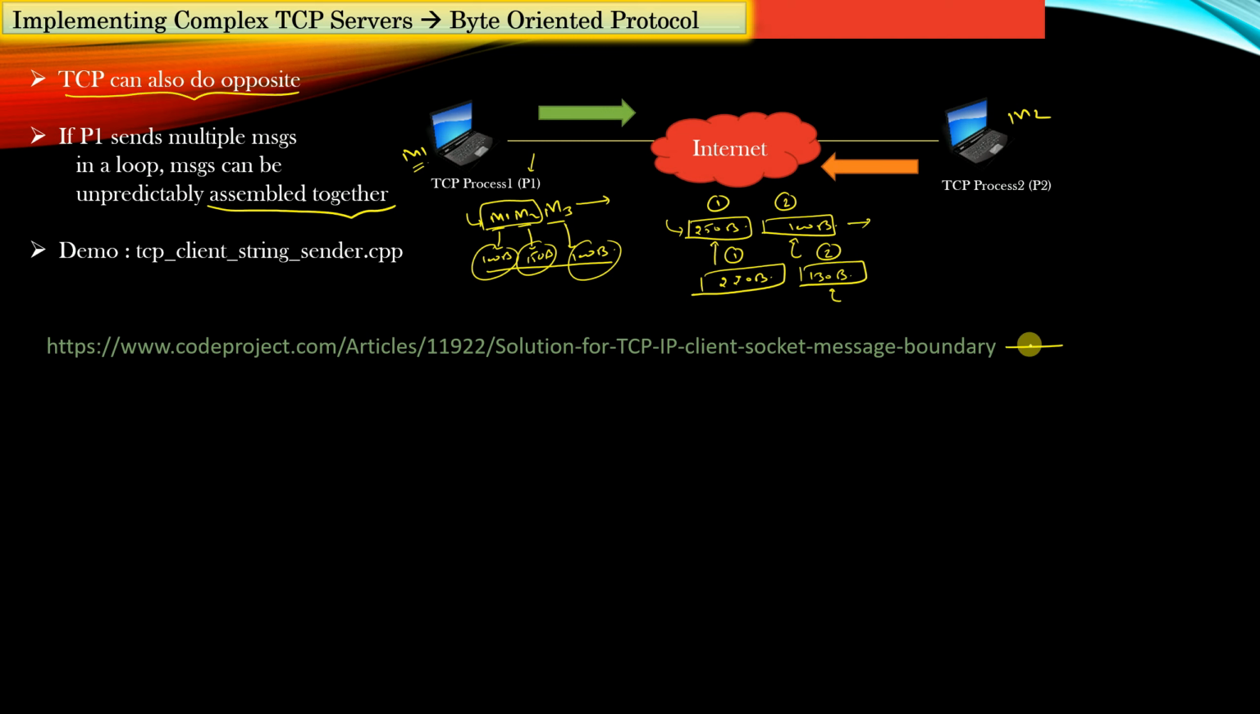In the resource section, I have provided this URL. You can have a read of this URL, which explains the message boundary problem when it comes to the TCP protocol. And in the next lecture video, I will show you a demo program in which I will show you exactly this problem, where individual smaller size messages get assembled together into an arbitrary number of bytes and then delivered to the TCP process P2.